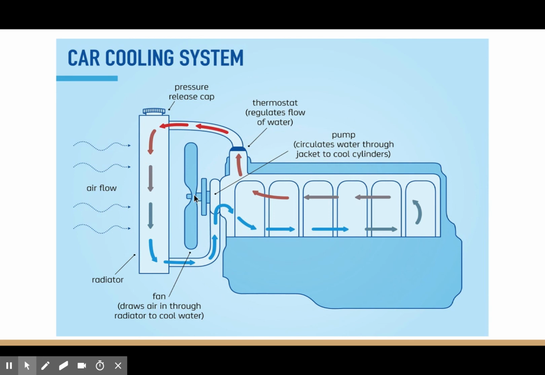The fan works to help pull that air in. The air then takes heat away from the coolant and dissipates it. And your coolant is now back to a normal temperature, and then the cycle repeats. And this is how the cooling system keeps your engine at a normal operating temperature.